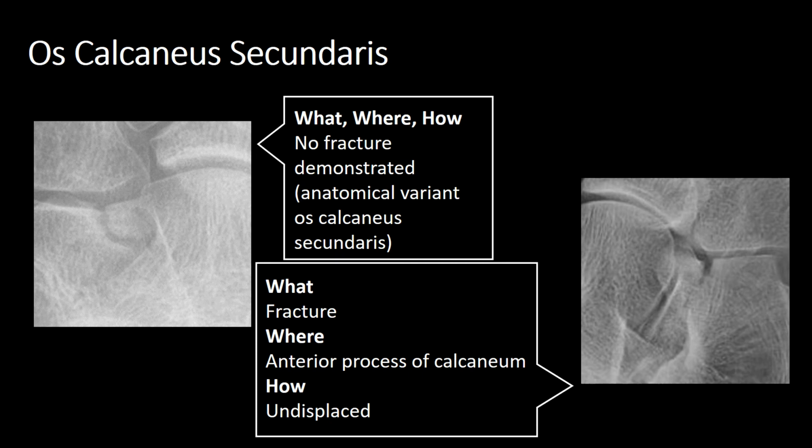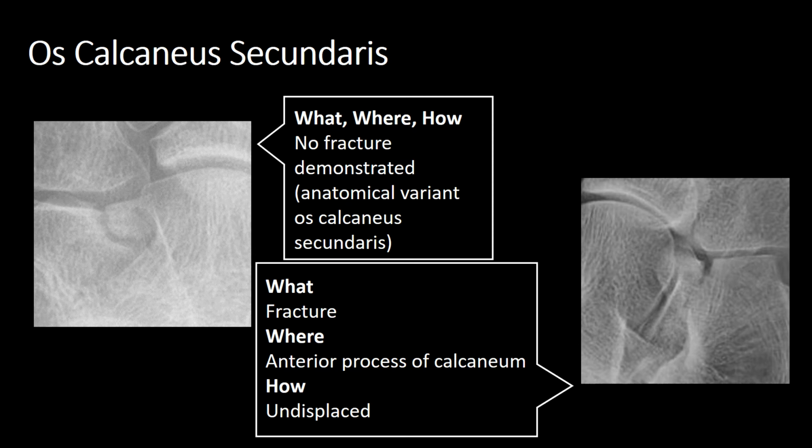Let's compare now with the fracture of the anterior process of the calcaneum. This is caused by an avulsion to the bifurcate ligament. If we look, it's sharp, irregular, it's a lucent line, and there's loss of cortical definition, indicating that this is a fracture.